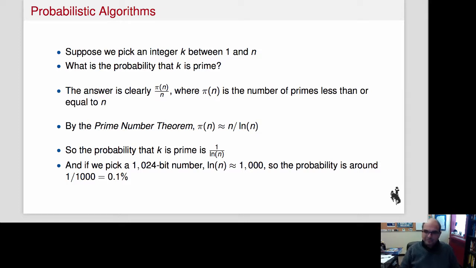That's my probability, okay? So for a 1024-bit number, log n, of course that depends on the base, but not by much, is roughly equal to 1,000, okay? So we say that the probability is roughly equal to 1 over 1,000, 0.1%. Not great, right? But also not terribly frustrating, right? If I think I have a 1 out of 1,000 chance, I think I can find that with a computer, right? I may not want to do it by hand, but with a computer, 1,000 times is not that terrible.